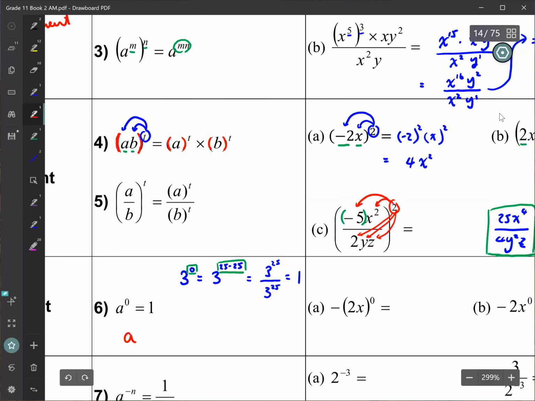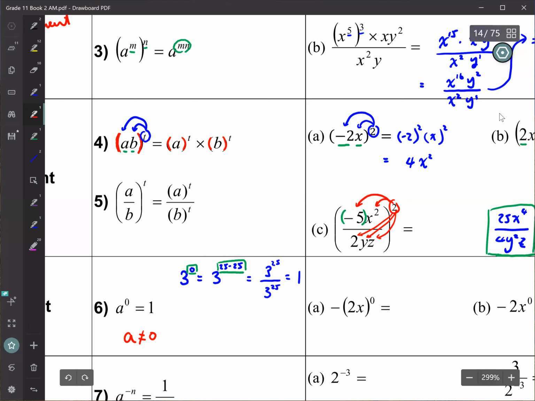The base cannot be what number? Anyone? What do you think? It has to do with what we learned in the last chapter. 0. Yes, very good.